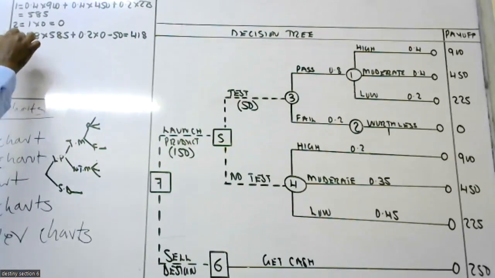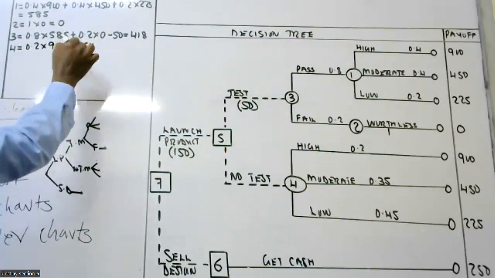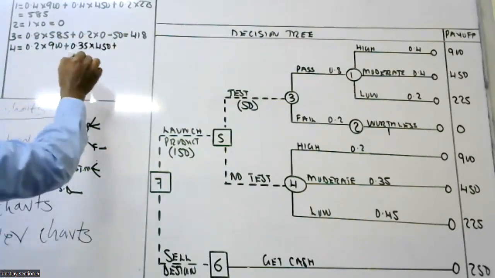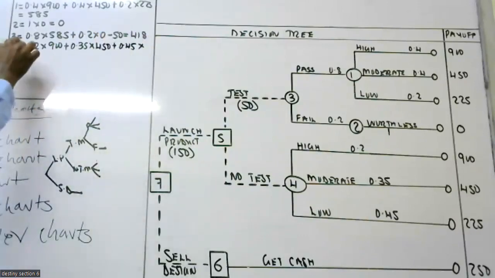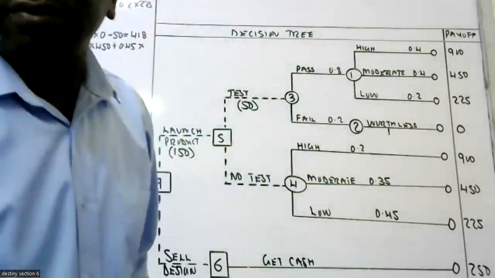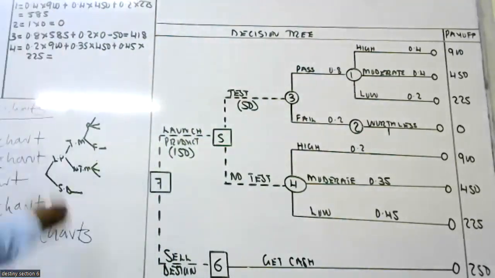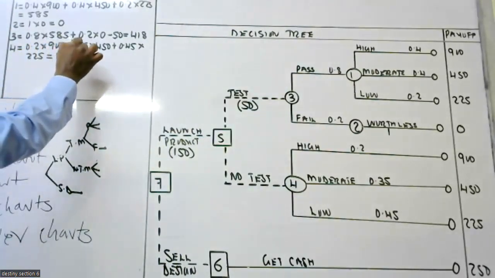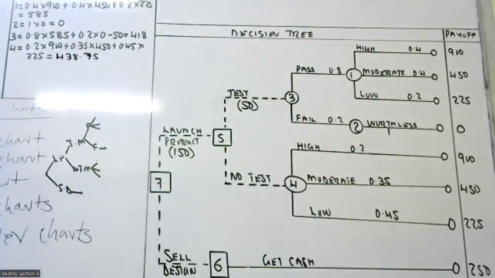Number 4, whereby we say 0.2 times 900 plus 0.35 times 450 plus 0.45 times 225. Brian, I need your figures. For that, 438.75. So if that figure is okay, we go to number 5.